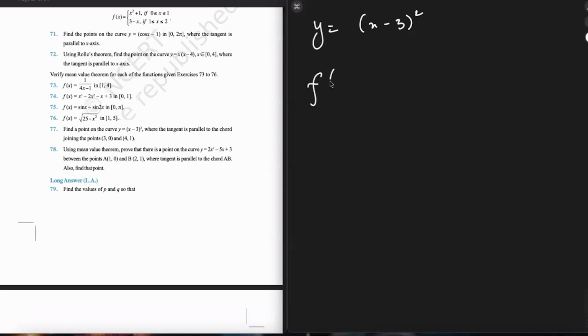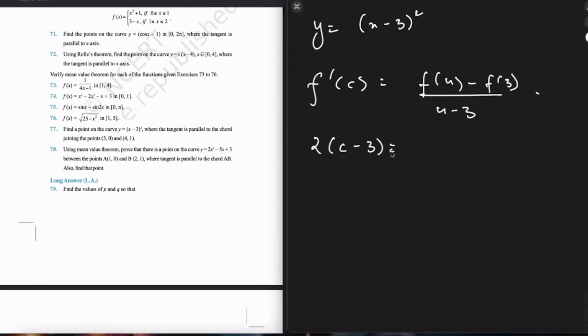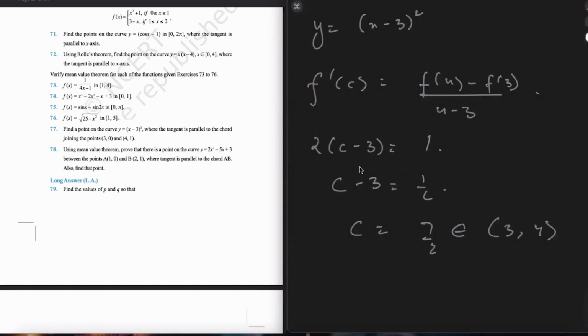So I'll just do this. f'(c) is equal to (f(4) minus f(3)) divided by 4 minus 3. All right. Now 2 times (c minus 3) is equal to (1 minus 0) upon 1. So c minus 3 will be equal to 1 upon 2. So c is equal to 7 upon 2, which belongs in 3 to 4. At x equal to 7/2, the point of tangency which satisfies this chord scenario occurs.